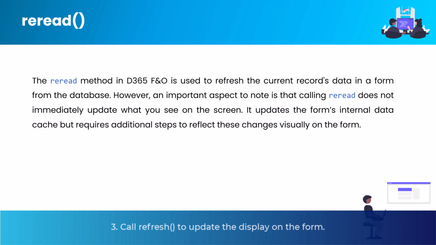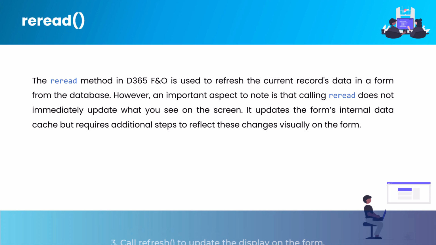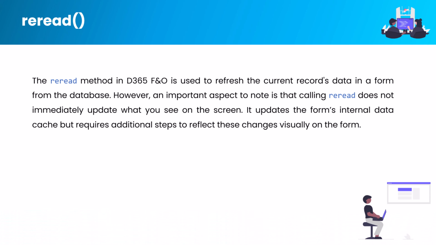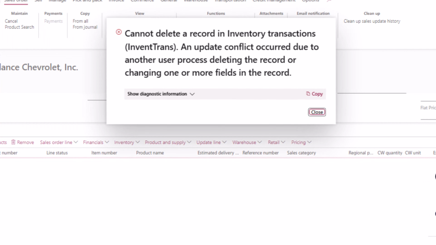Let me give an overview or summary of this video. Understanding and using the reread method effectively ensures that your form displays the most up-to-date data from the database. Reread refreshes the current record data in the form cache from the database but does not update the screen; you need to redraw the form to display the updated data. In some scenarios you may get an update conflict issue. In that case as well, if you use the reread method, your problem will be resolved.